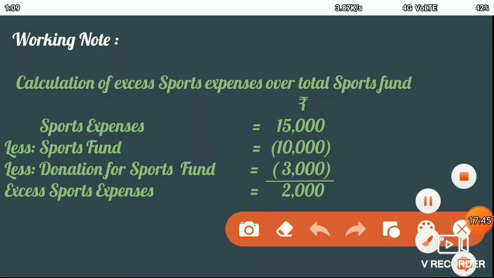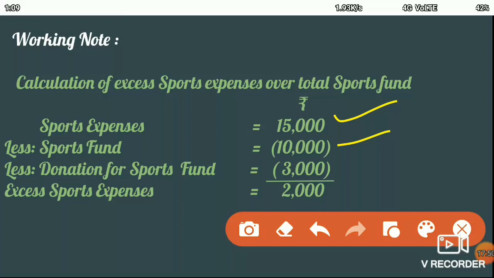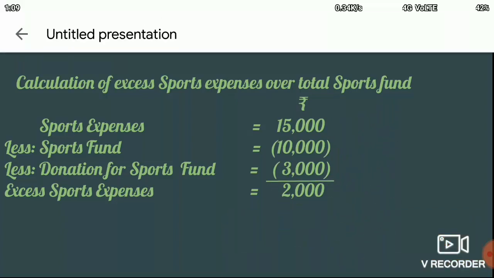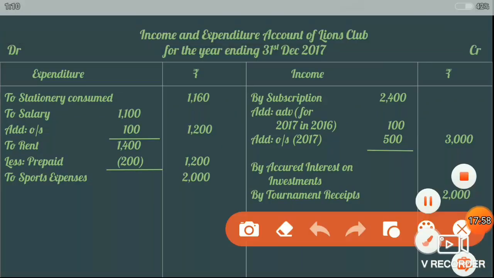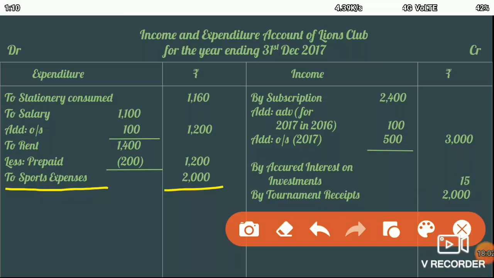The expense is more, so we write the sports expense, 15,000. We deduct the sports fund, then we deduct the donation received for sports. So the excess sports expense is 2,000 rupees, and this is what we are going to show on the expenditure side. To sports expense, 2,000 rupees. Normally we do not show the expense if it has a fund, but if the fund cannot cover the expense, then the excess expense is shown on the expenditure side.